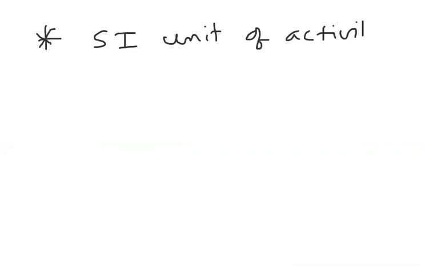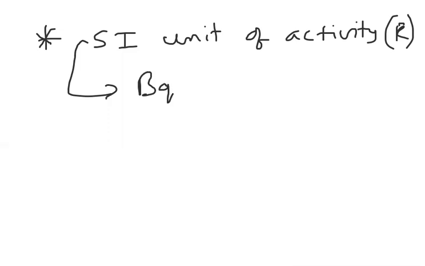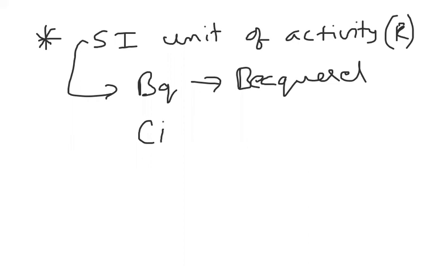Next, what is the SI unit of activity? You have to know the SI unit of activity. Activity we can denote with either capital R or capital A. The SI unit is the becquerel, denoted by the symbol Bq. It is named after the scientist. The other unit for this is the Curie, denoted with capital C and small i. It is called Curie. This is also an SI unit.